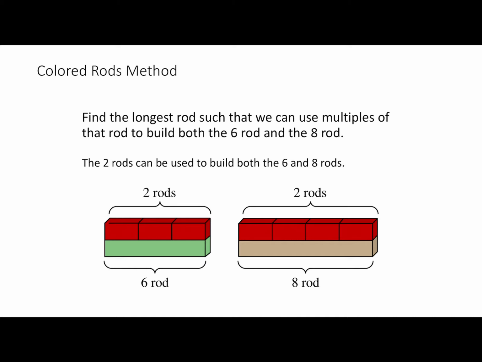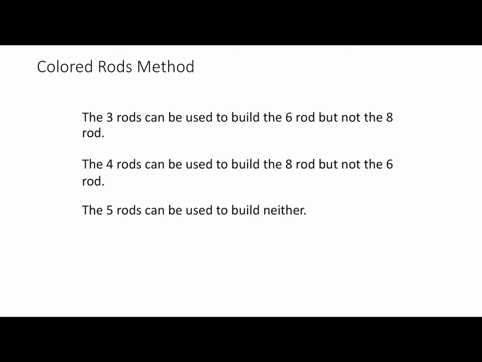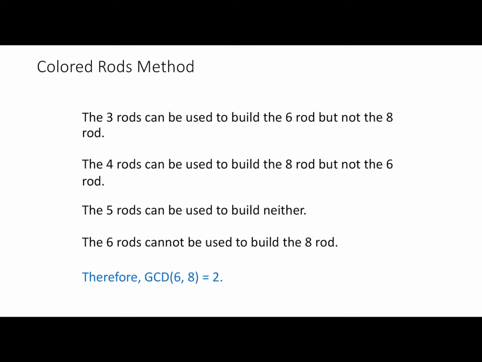So for example, if I pull out my 2 rods, I can build a 6 rod with 3 2 rods, or I can build the 8 rod with 4 2 rods. I could use the 3 rods to build the 6, but not the 8. We could use 4 to build the 8, but not the 6. 5 can't be used to build either, and the 6 rod could be used just to build the 6, but not the 8. So the greatest common divisor of 6 and 8 is 2.